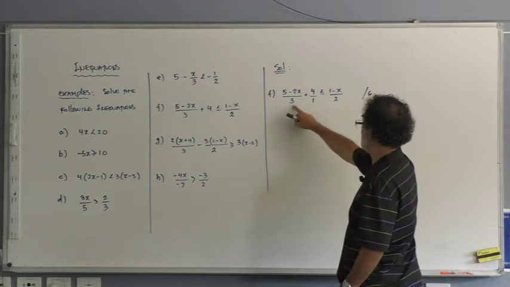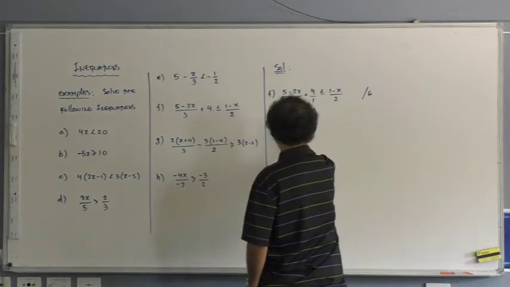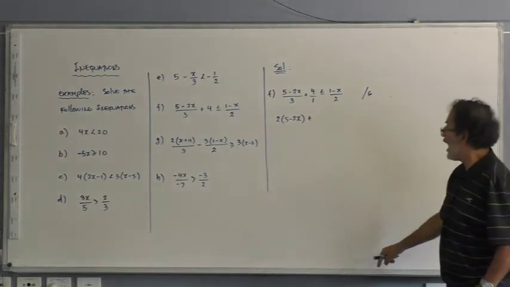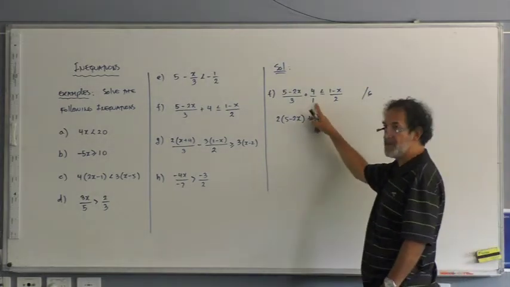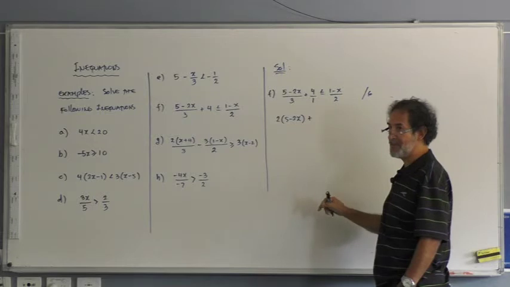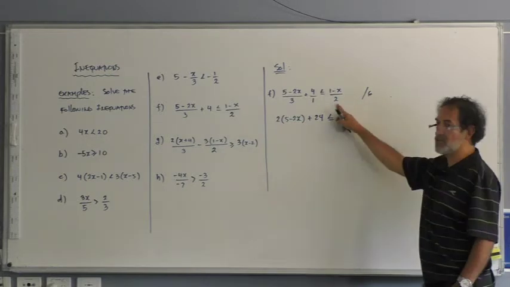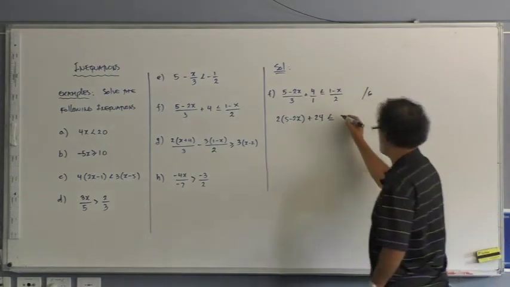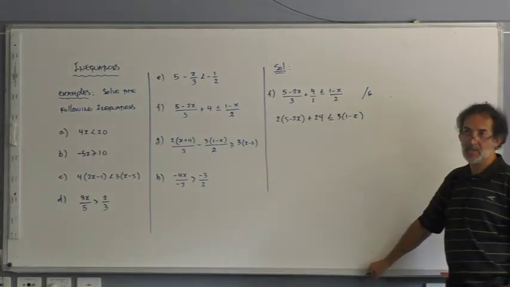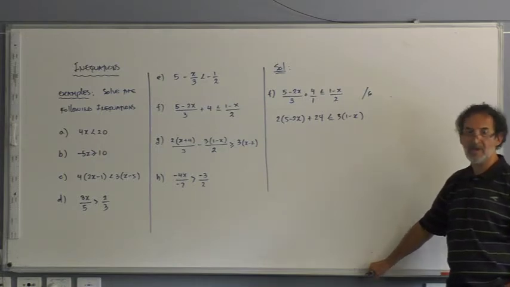So we do 6 divided by 3 is 2, and then we multiply 2 by the top line. So we do 2 bracket 5 minus 2x, and then plus. And then we say 6 divided by 1, times 4, 24. And then less than or equal to. 6 divided by 2 is 3, and then we multiply 3 by the top line. So we don't have fractions anymore. The beauty of using the lowest common denominator is that you can get rid of the fractions.